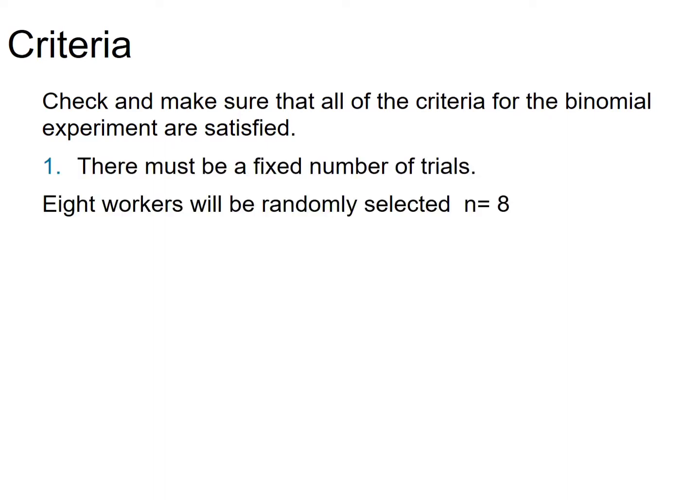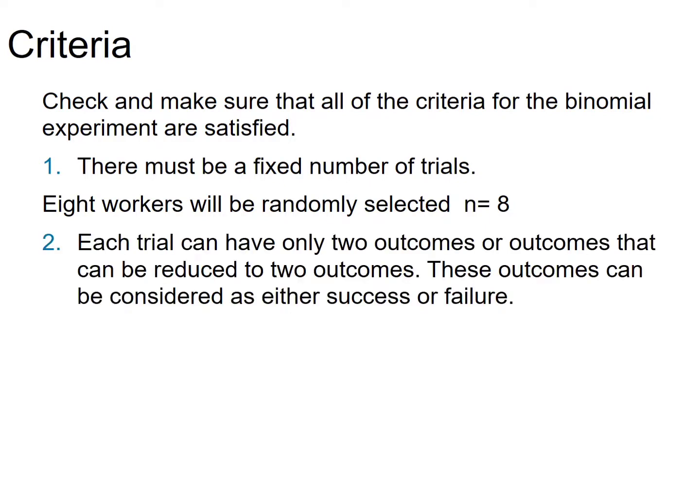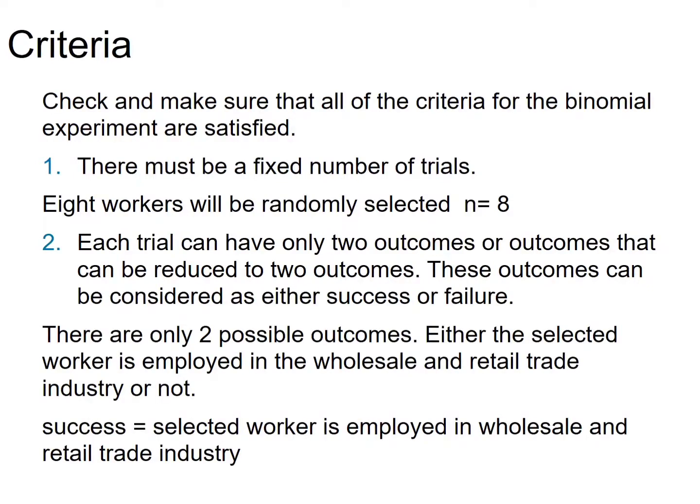Again, they said 8 workers will be randomly selected, so we know there are exactly 8 trials. So 8 people are going to be selected, so we know exactly what the number of trials is, and it's a constant number. Each trial can only have 2 outcomes, or outcomes that can be reduced to 2 outcomes. These outcomes can be considered as either success or failure. So we're looking at these workers, and there are only 2 possible outcomes. Either the selected worker is employed or not employed, right?